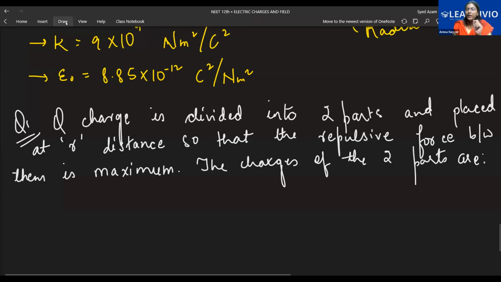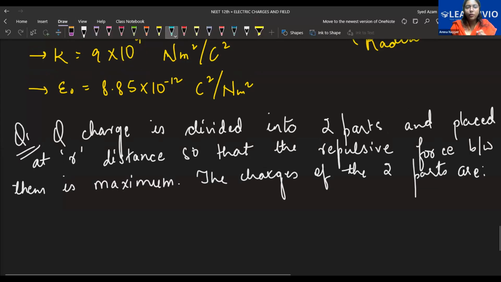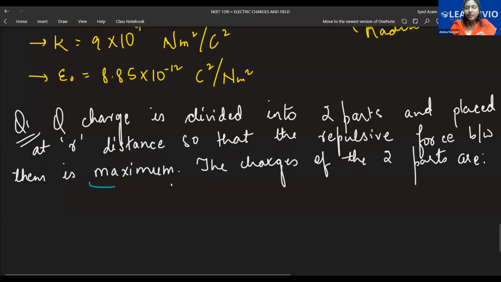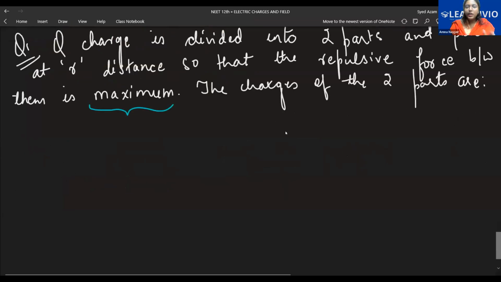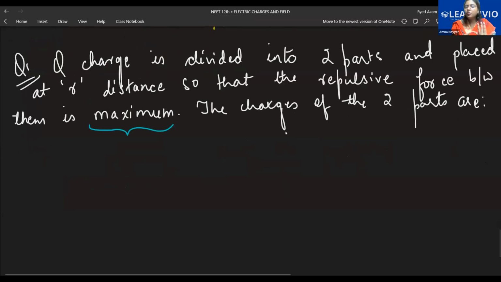There is just one key term which is essential for you in this question. That is this term maximum. If you see the force is maximum, there is only one method which will help you, that is differentiation. You cannot solve this using the simple Coulomb's law method that you use.